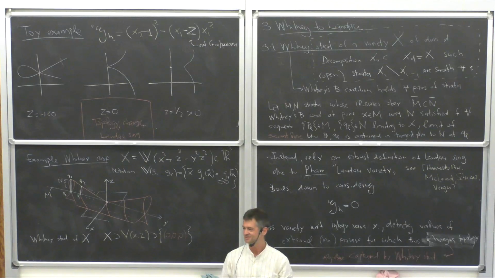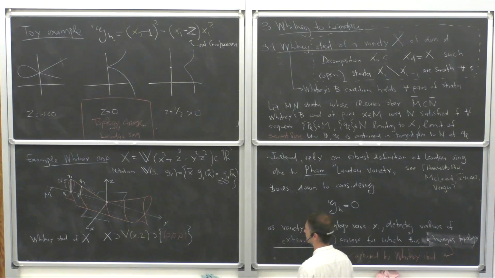So I don't quite see why you need to remove the point 0, 0, 0 from the y-axis. I mean, the y-axis itself, does it also satisfy these conditions? It's smooth, and I think it also satisfies the second condition. What's the problem? Why do you need to remove the point 0, 0, 0?